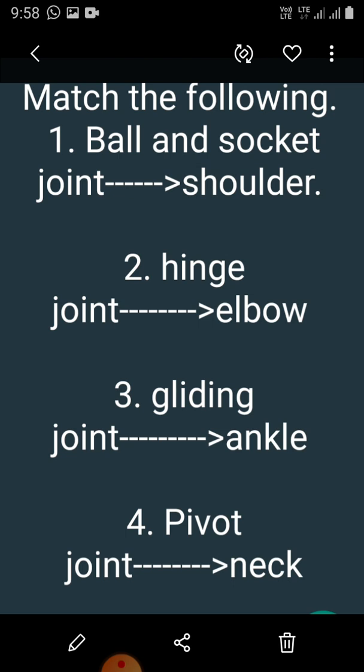Next, gliding joint. Answer is ankle. Bones of the vertebral column and those of the wrist and ankle have gliding joints. Next, pivot joint. Answer is neck. The joint present in the neck is a pivot joint.